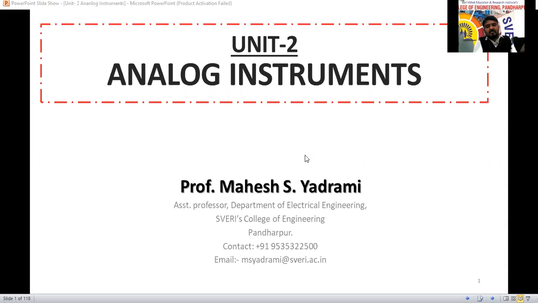So we have finished the first unit, which was a very small unit, and we'll go for the next chapter, that is called unit number 2, that is called analog instruments. The majority of this chapter we are going to discuss is analog instruments only. Analog instruments are also called indicating instruments. The pointer is going to indicate on a pre-defined scale. For example, the old clock, analog watches, clocks, all those are analog only.